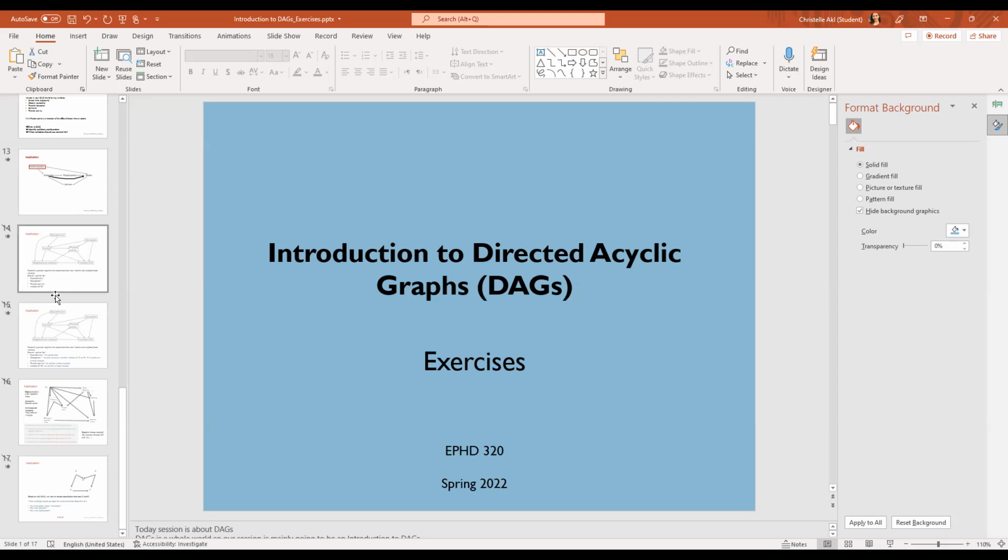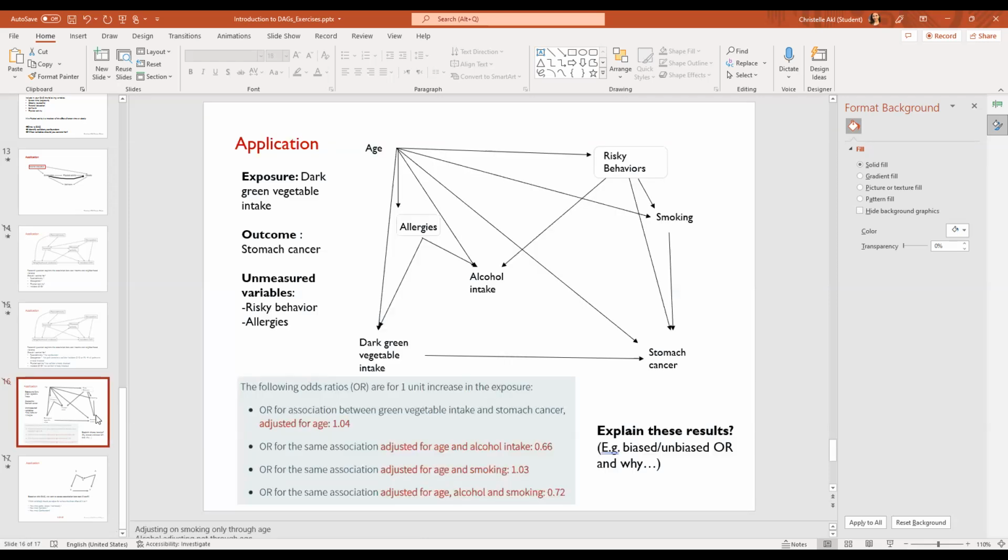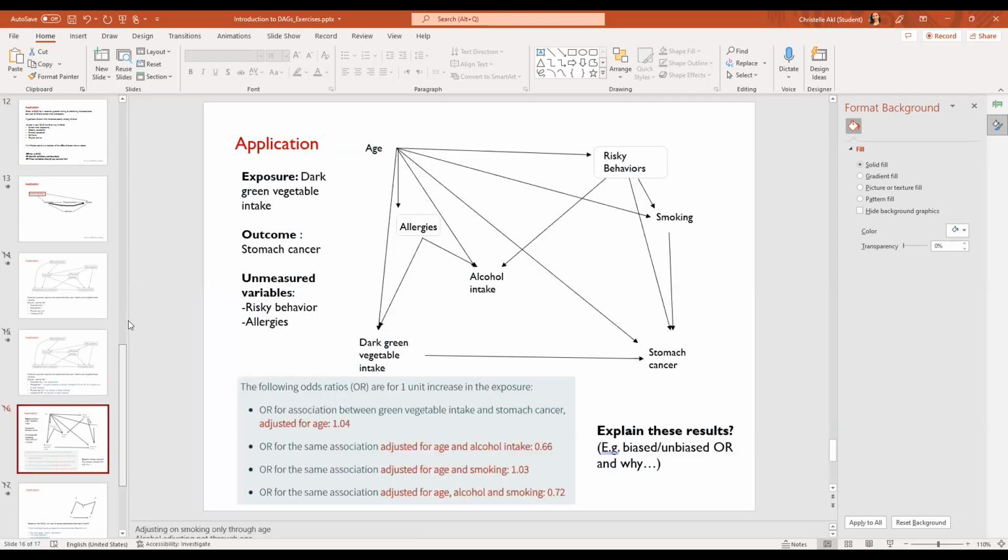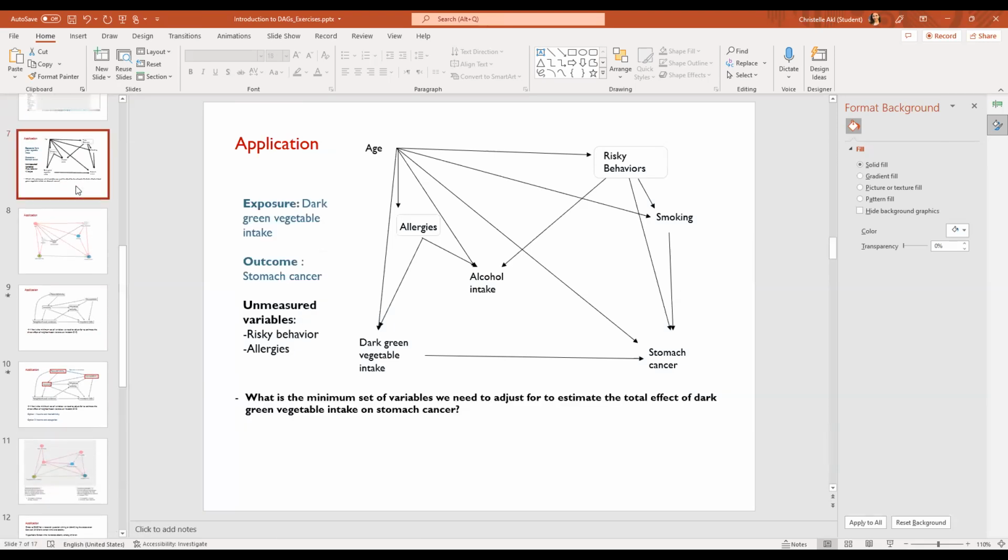So for example, we have alcohol intake and risky behavior. We know that an increase in risky behavior will be linked to an increase in alcohol intake, but in the DAG, you don't see this association. You don't know if it's positive or negative. This is a limitation. Plus, as you just said, we don't have the magnitude. We don't know to what extent this association is strong or not. So this is totally correct.